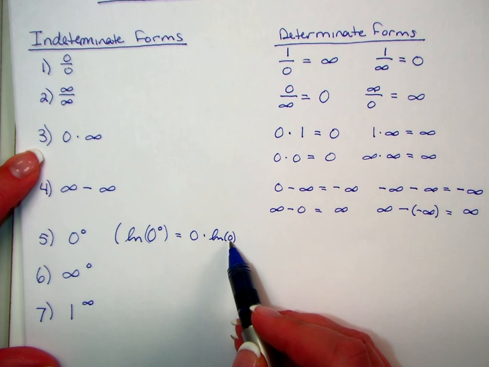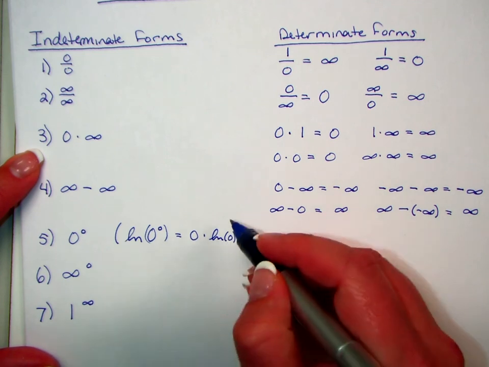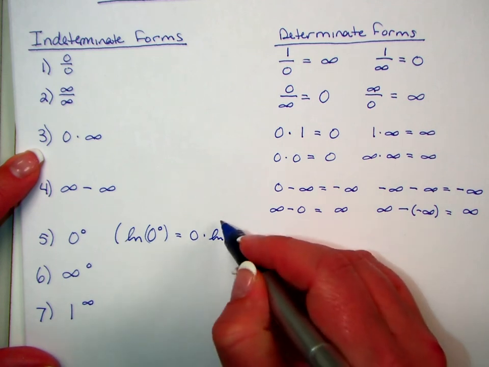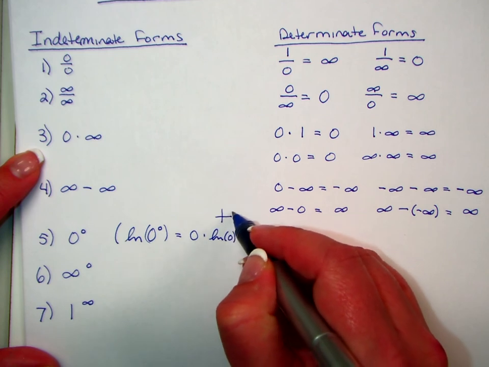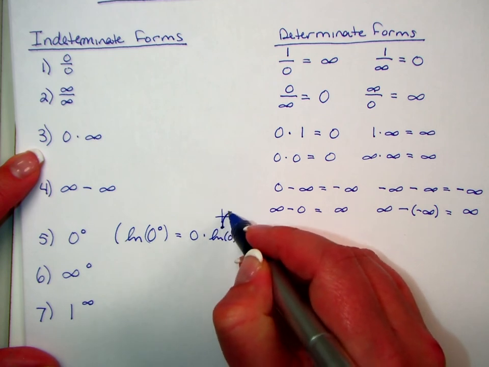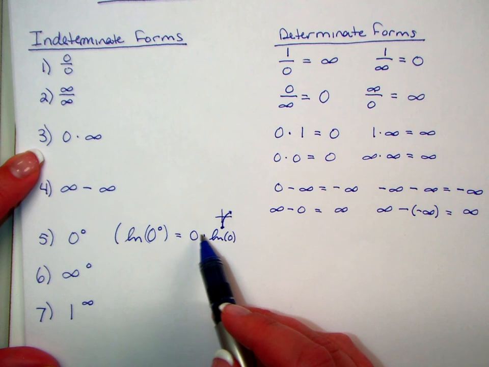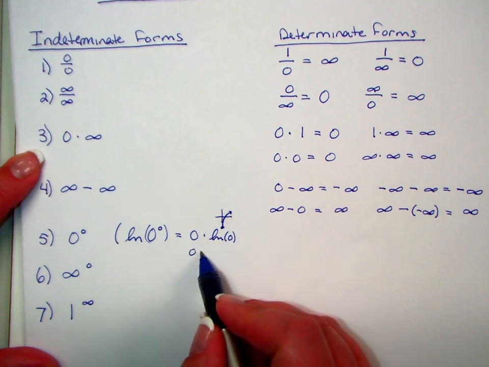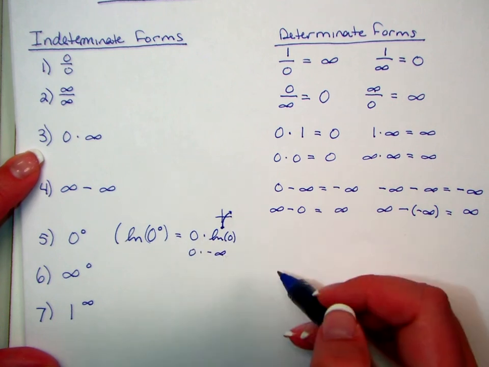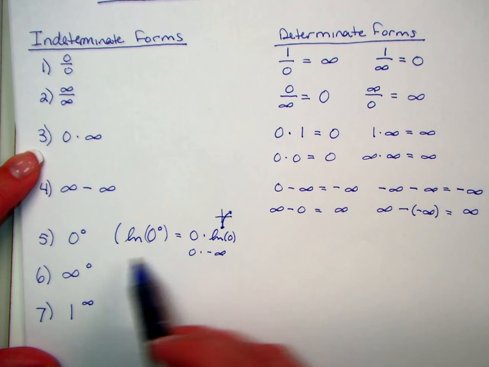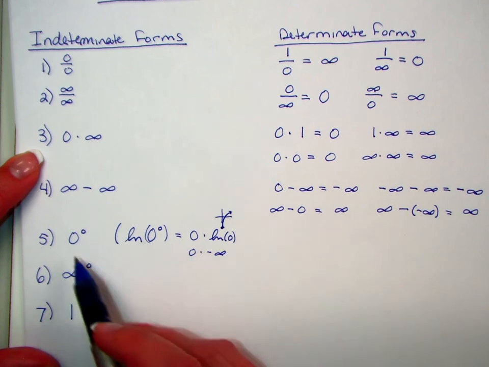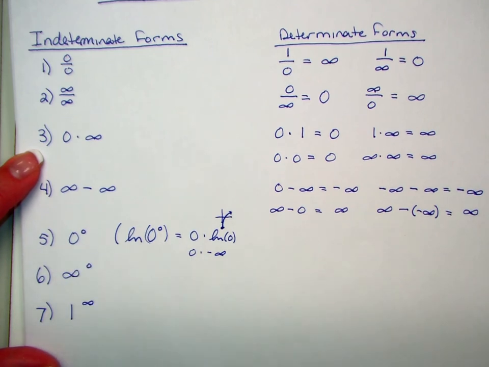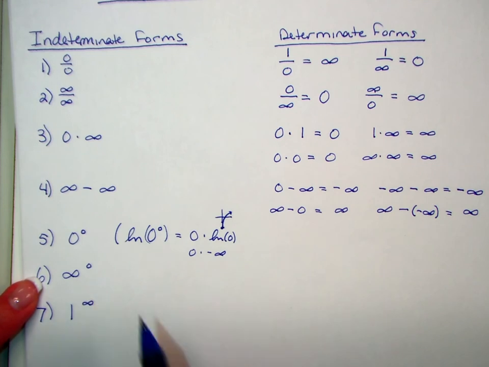Now 0 times ln of 0 is an indeterminate product, right? Because ln of 0, if you were to look at your calculator, the ln function has a vertical asymptote. So we're really getting 0 times negative infinity here, which is an indeterminate product. And so because this power turns into an indeterminate product, this power is indeterminate. And that's what's going to happen on each one of these.